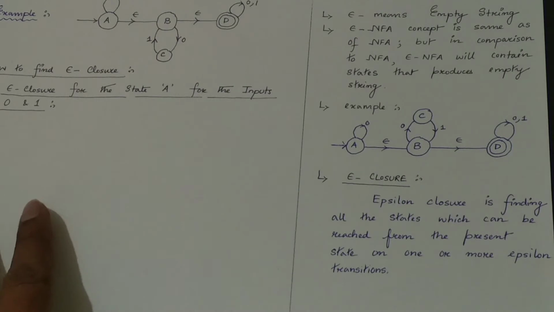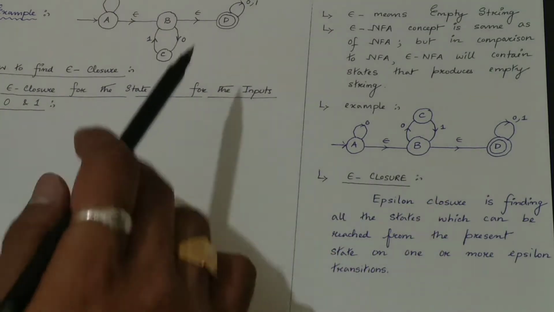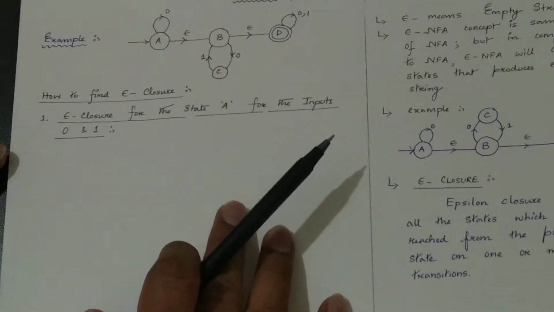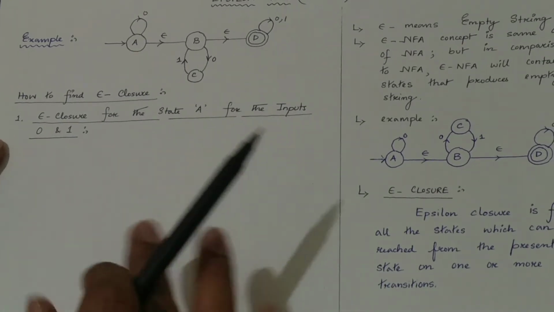Epsilon closure is finding all the states which can be reached from the present state on one or more epsilon transitions. There is a very good definition about this, but I will explain this scenario with an example right now, and then we will check how to convert this to an NFA. Let us take the same example and try to find the epsilon closure.